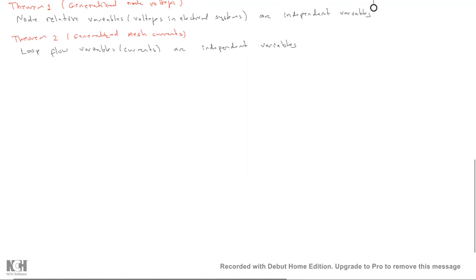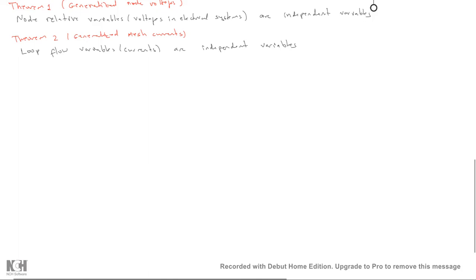Okay, now I have written here the two main theorems to get us the minimal equations to solve to complete the analysis. I am now generalizing the Kirchhoff's laws that we know from the electrical circuits course. Instead of saying the node voltages, I am using the term node relative variables.